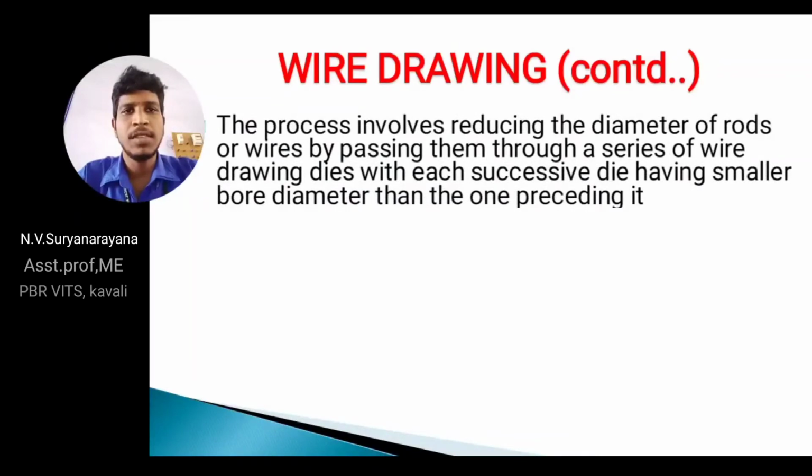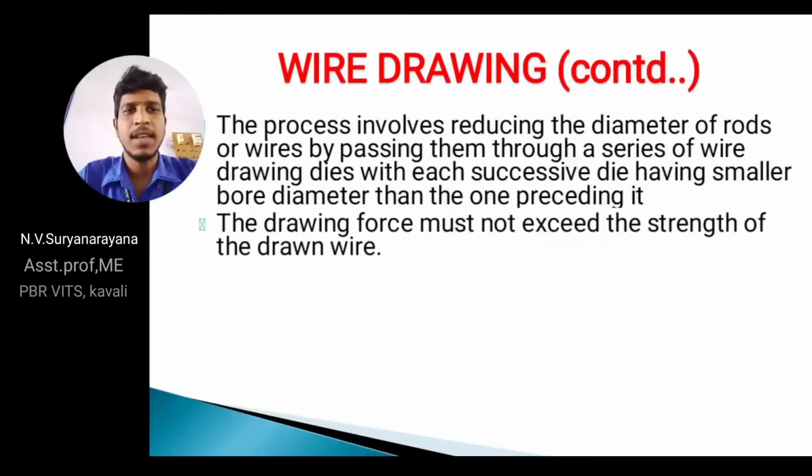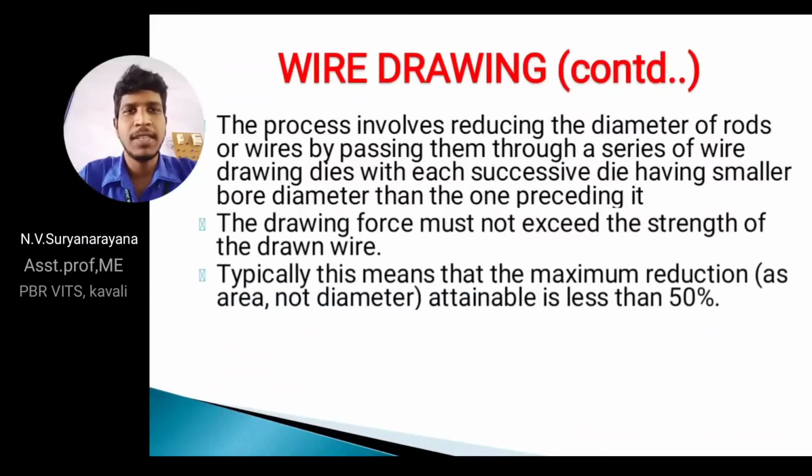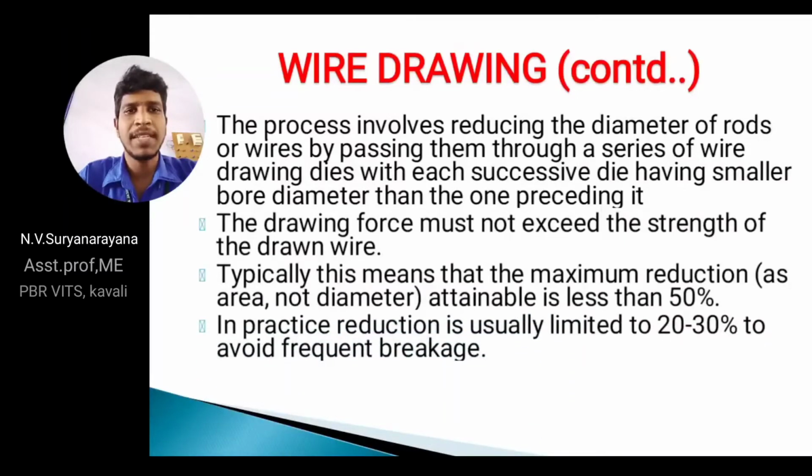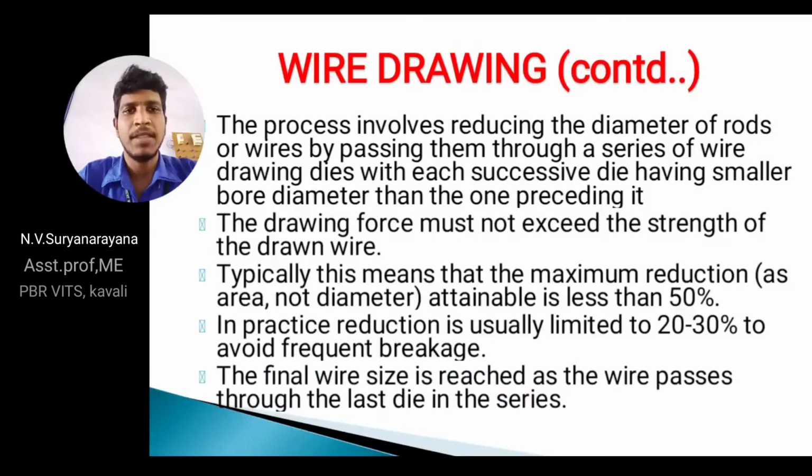Next, this process involves reducing the diameter of rods or wires by passing them through a series of successive dies, each having a smaller bore diameter than the one preceding it. The drawing force must not exceed the strength of the drawn wire. After exceeding it, the wire will break. Typically, the maximum reduction is less than 50%. In practice, reduction is only 20 to 30% to avoid frequent breakage of the metal. The final wire size is reached as the wire passes through the last die in the series.